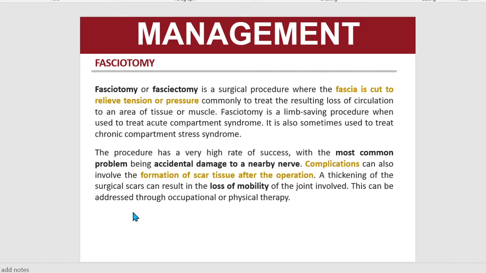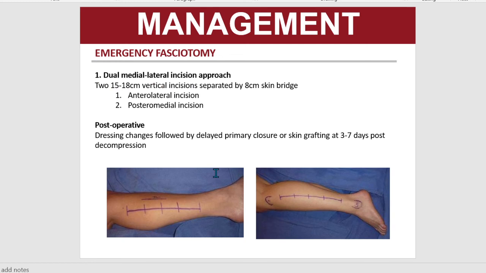That's the management. If there was a fasciotomy, there will be scarring and scar formation, so this is where we come in as PT, to manage the scar formation. So this is an example of how to release the pressure.